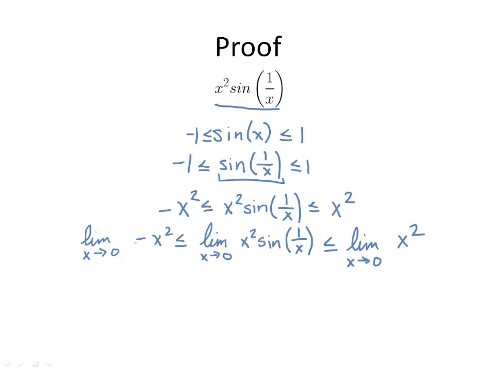Notice we can evaluate both the left side and the right side, so we know that the limit as x approaches 0 of negative x squared is 0. Okay? We don't know what the center one is. Limit as x approaches 0 of x squared sine 1 over x is less than, we can evaluate this one on the right too. Limit as x approaches 0 of x squared, that's 0 as well.